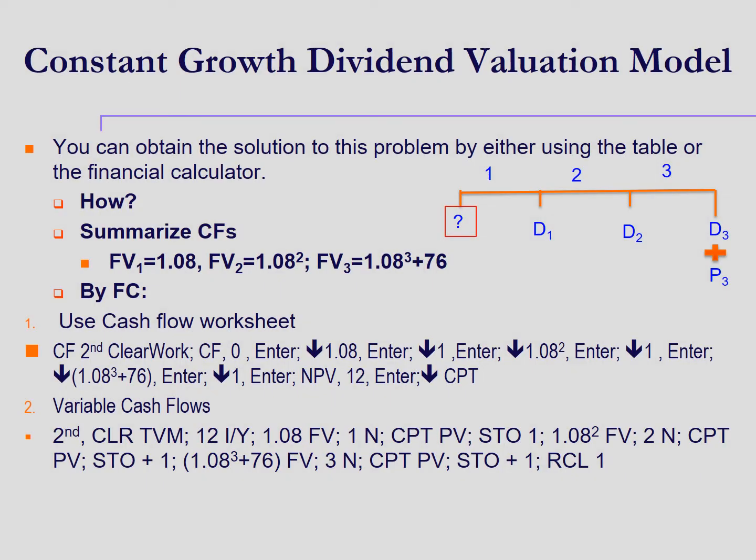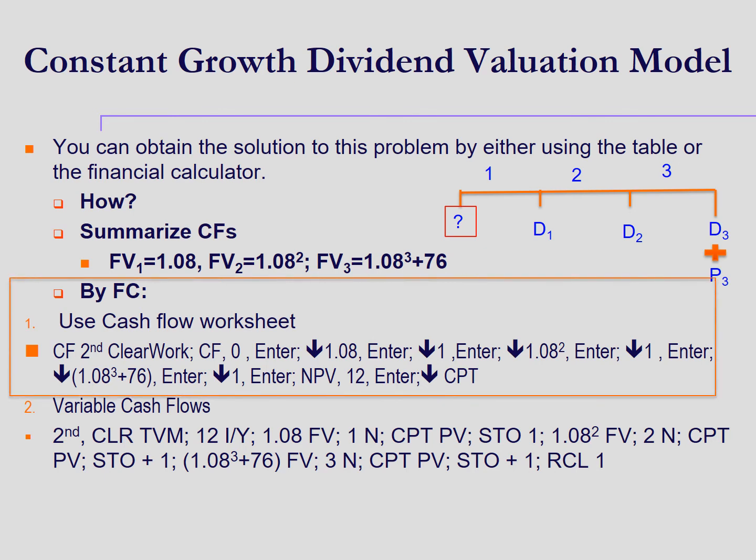Now, we can also use the built-in cash flow worksheet function in the TI BA II Plus or TI BA II Plus Professional to calculate the present value of all these three uneven future cash flows. We have C0 equal to 0, C01 equal to D1, C02 equal to D2, C03 equal to D3 plus P3, and the discount rate is 12%.